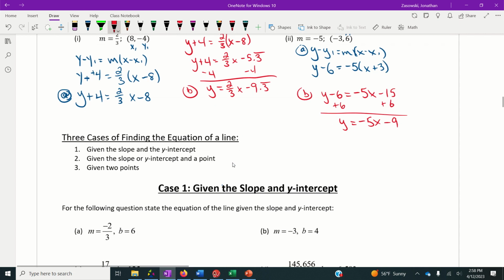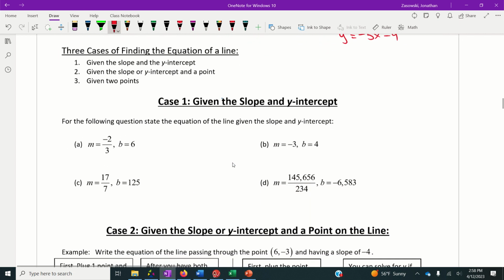Okay? Now there's 3 different cases that they could ask you to do to find the equation of a line. The first one is nice and easy: if they give you the slope and y-intercept, state the equation. Now, if they give you slope and y-intercept, 2 things. Number 1, the y-intercept of 6 means that the point (0, 6) is actually a point on the line. So we can do this 2 ways.